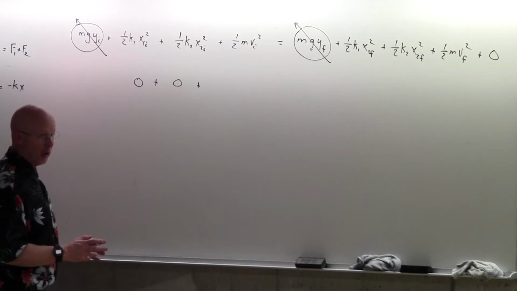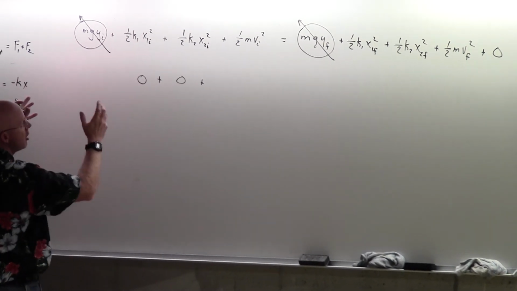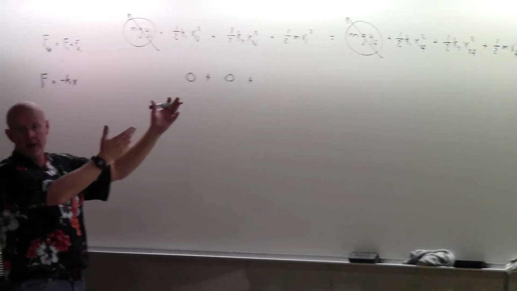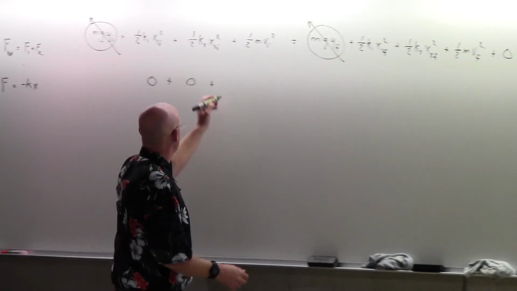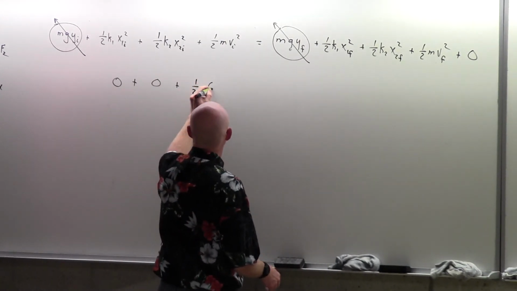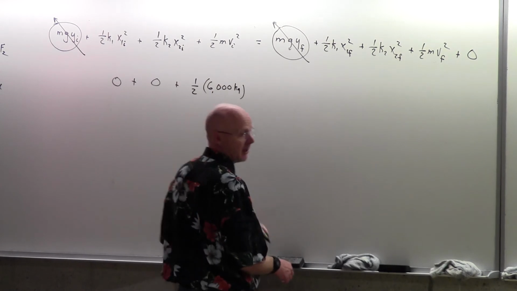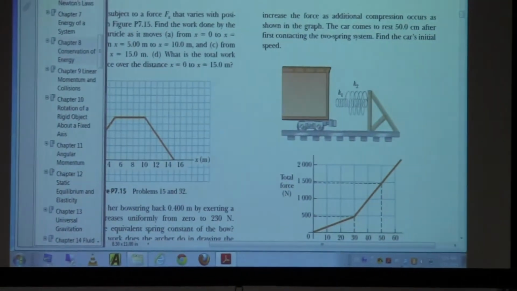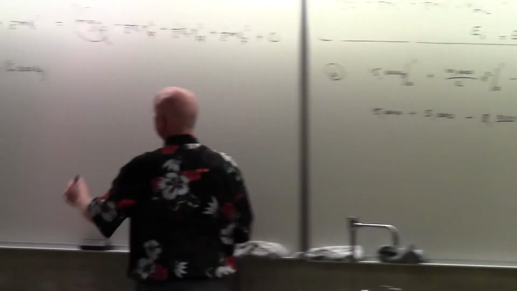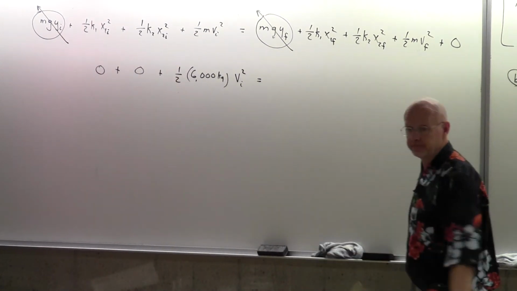So simply put, all these energies that are initial energies, they all go to 0 except the obvious one, and that is the motion of the boxcar. And so this is a 1/2 times, did I see 6,000? Yeah. And initial speed, did I? Or is that what we're looking for? Yeah, okay, so the initial speed is what I'd like to solve for.